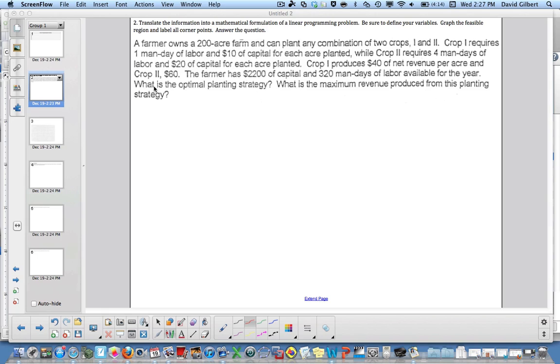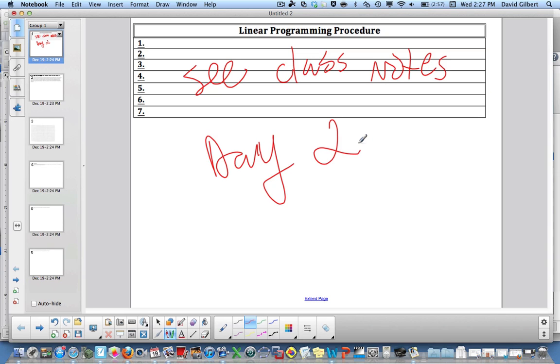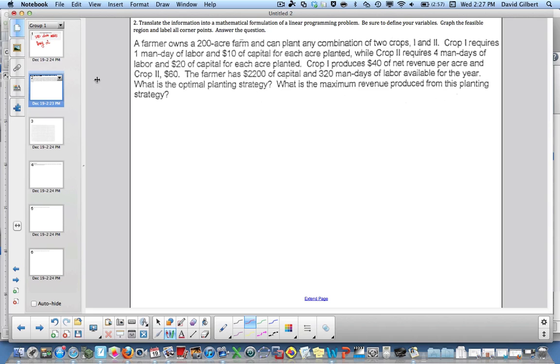Alright, so I'm assuming you've read this problem before starting the video. If you want to know this, I would just say to see your class notes, the stuff that says day 2, or look in the book. So, what is the optimal planting strategy? AKA, how much of each crop?